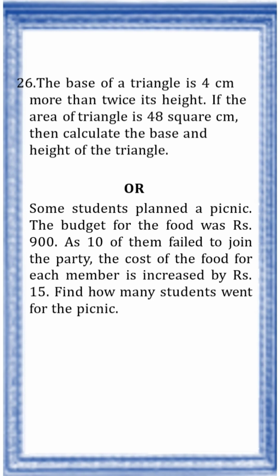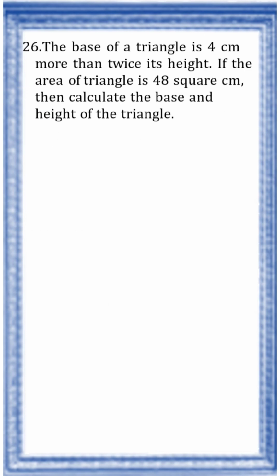Now let us solve the 26th question. There are 2 questions, internal choice questions. These questions are taken from the chapter quadratic equations. Now let us solve this question. The base of the triangle is 4 cm more than twice its height. If the area of the triangle is 48 square centimeters, then calculate the base and height of the triangle.